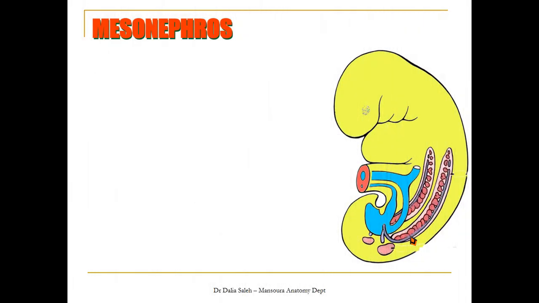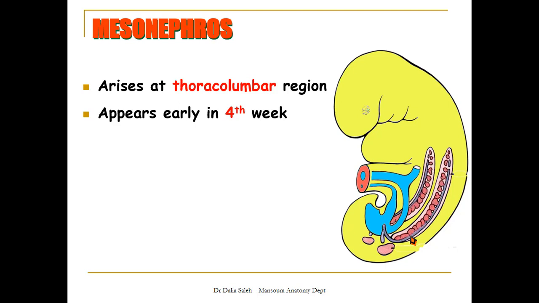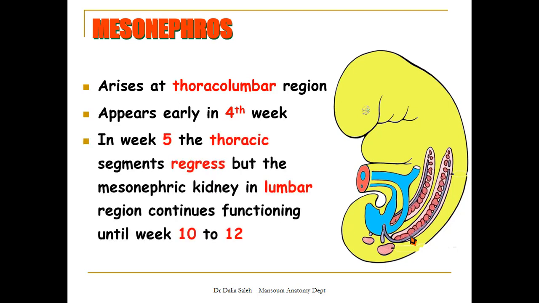The mesonephros kidney arises at the thoracolumbar region. It appears early in the 4th week of development. In week 5, the thoracic segments regress, but the mesonephric kidney in the lumbar region continues to function till the 12th week of pregnancy. So, like I said before, it has a temporary function.